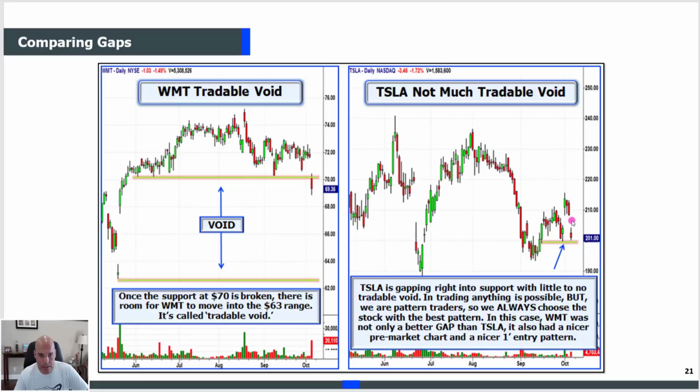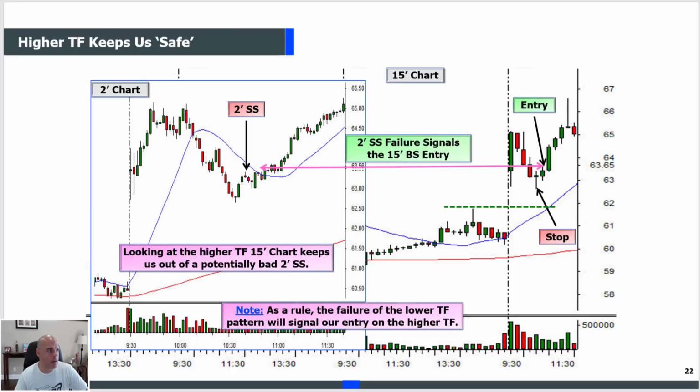If this thing gapped to like 207, you might trade it and go, well, it's got room to 201, but it gapped to your target. It's gone. It's dead to me. Doesn't get the preferred treatment. I delete this from my list and I keep Walmart. It's that simple. Okay? Now, this slide is next level shit. Okay?